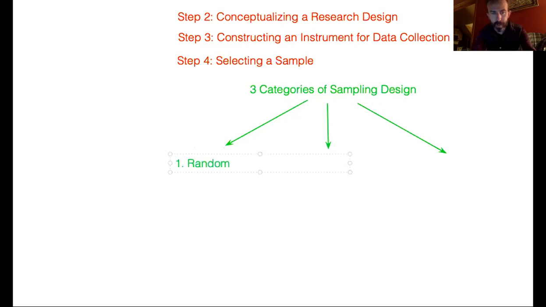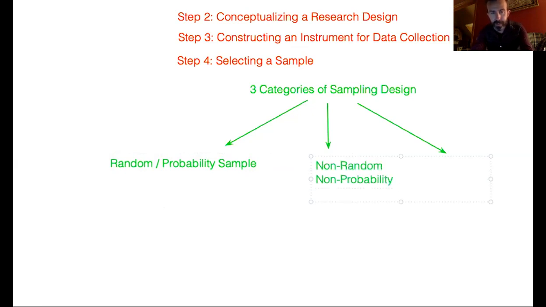3. 1, we talk about a random or a probability sample. Many of you have heard these expressions before, I'm sure. Random or probability sampling, that's 1. We can talk about non-random, non-probability sampling designs. And we also talk about mixed sampling.